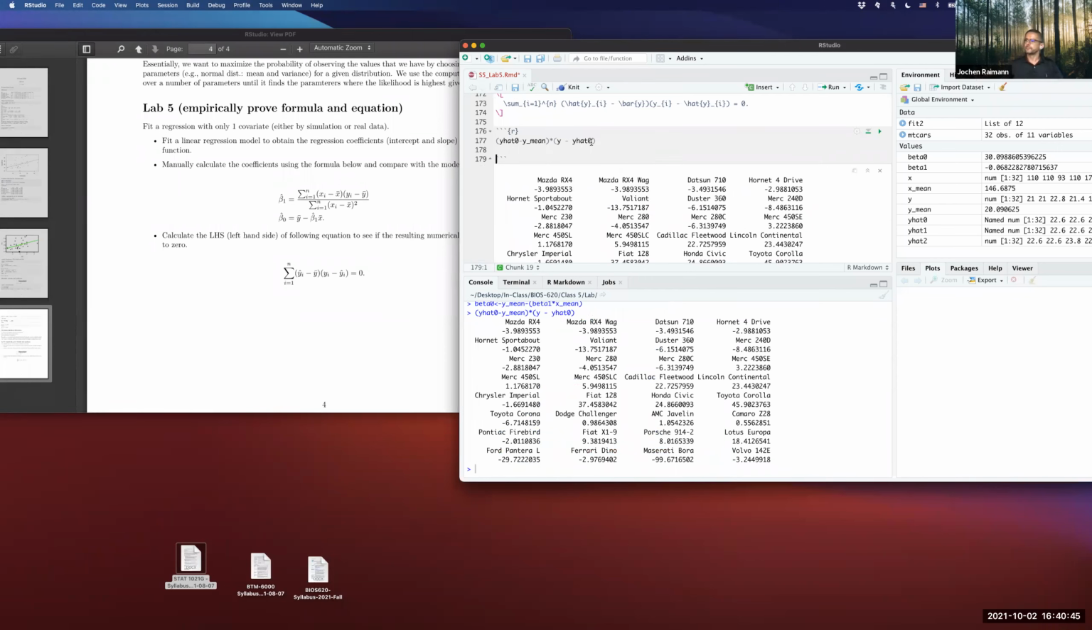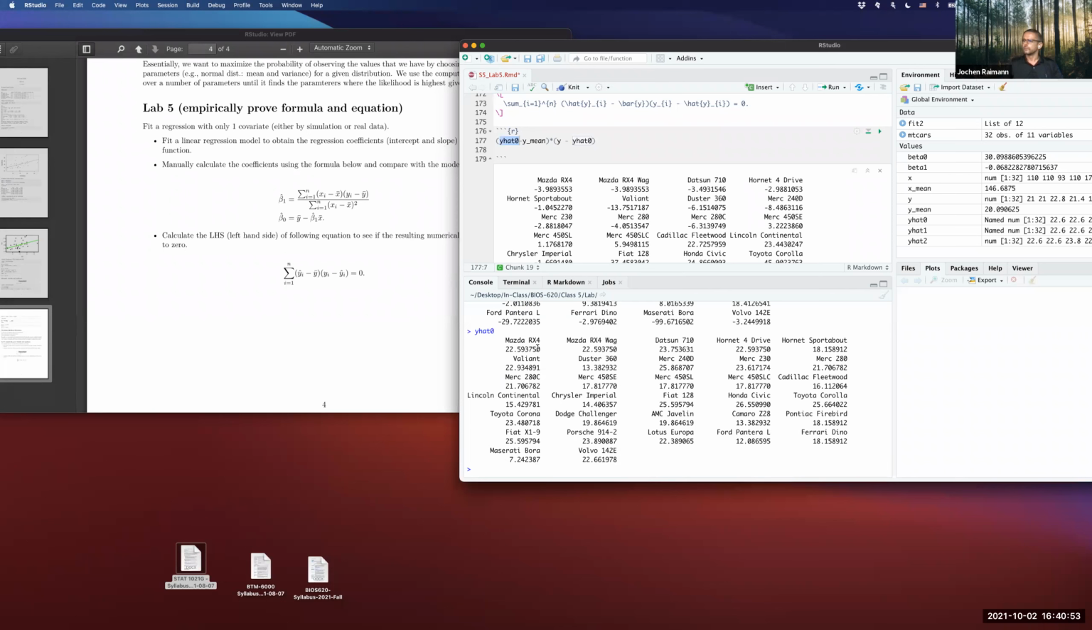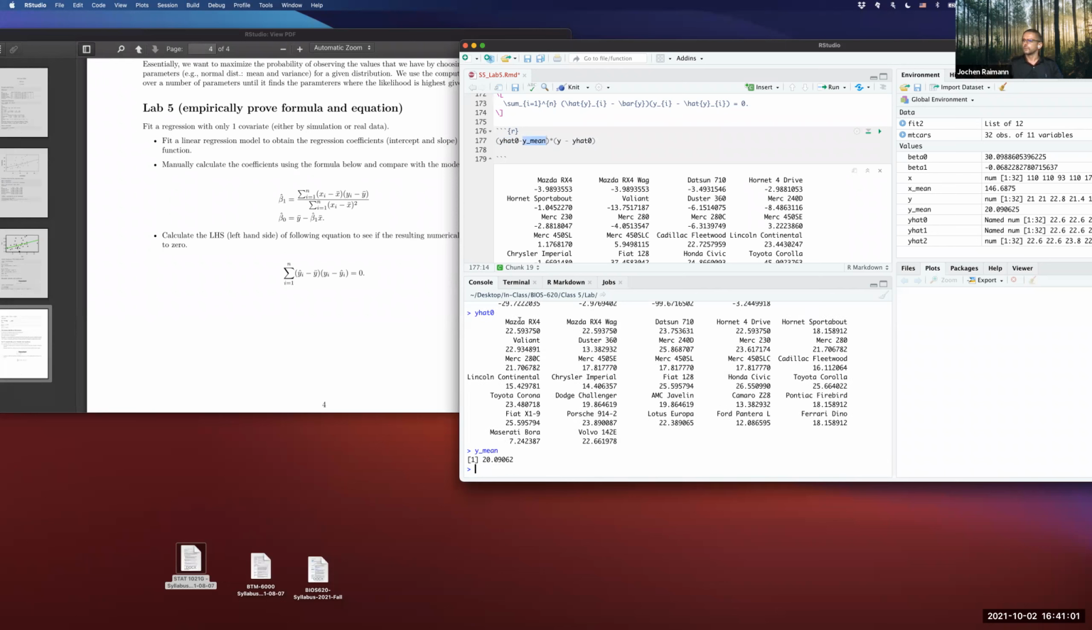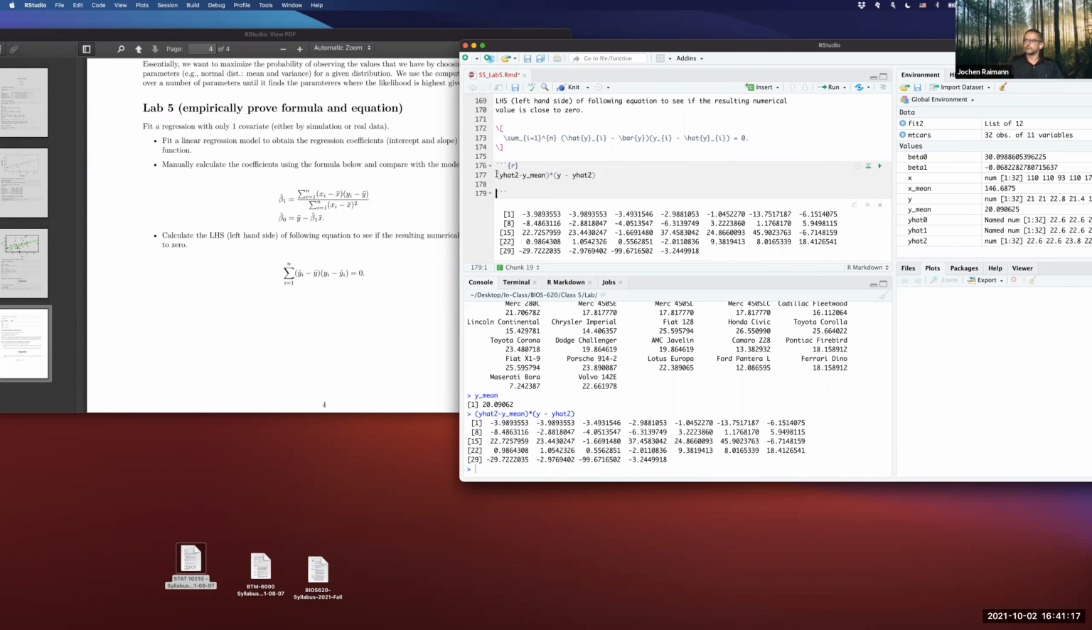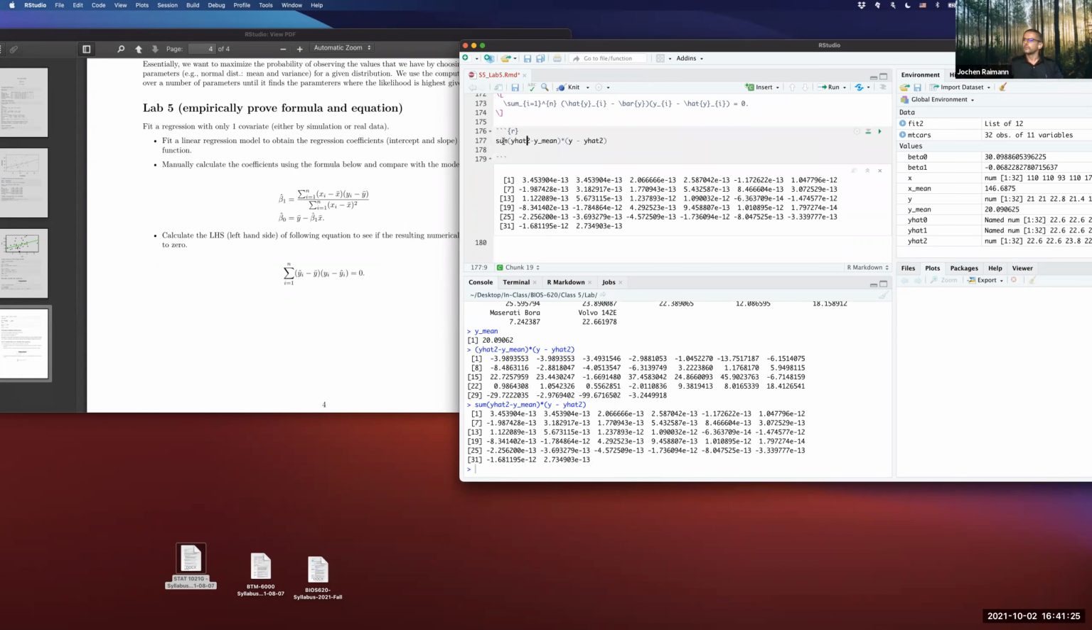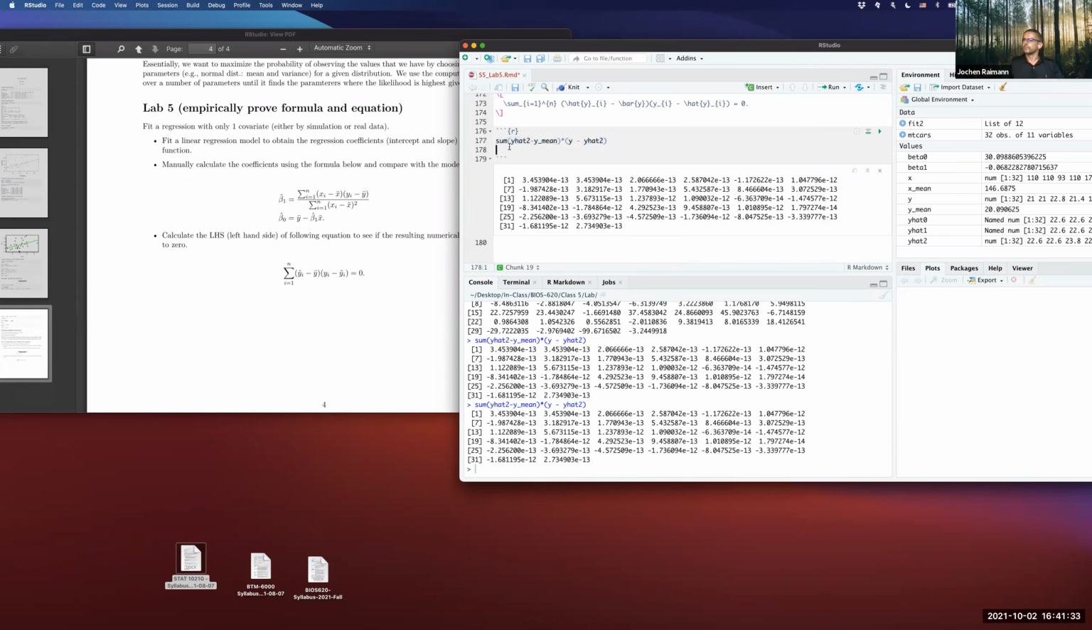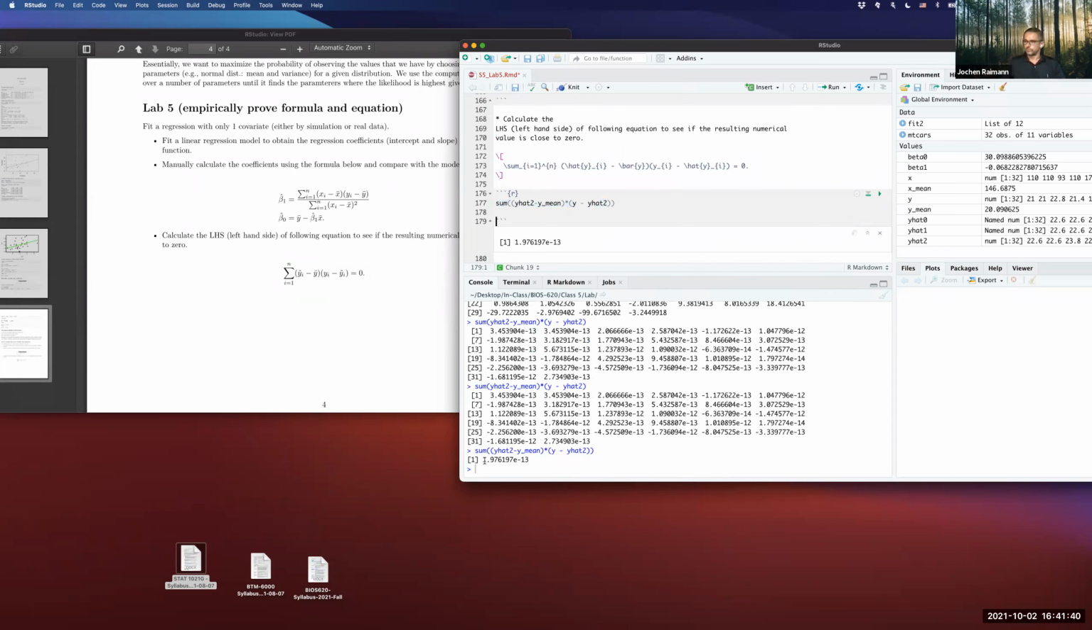And this should essentially be, what happened here? That is not what this means. Not sure what this is doing now. Just a second. I had 0. Okay, let's do y hat 2. So this should now, if we sum this up, be close to 0. So sum of y hat 2. Okay. Putting the whole thing in brackets. Okay. And this is fairly close to 0.